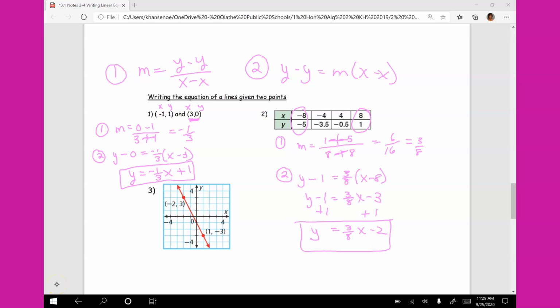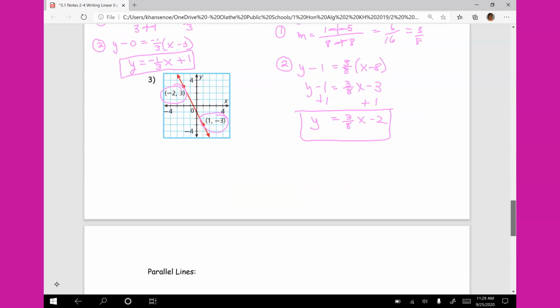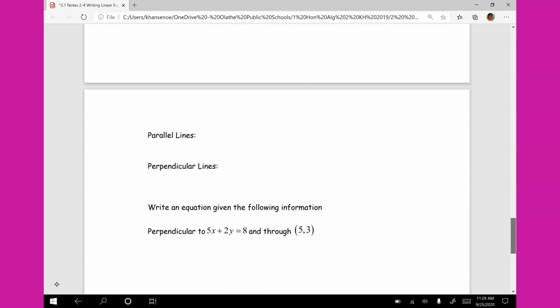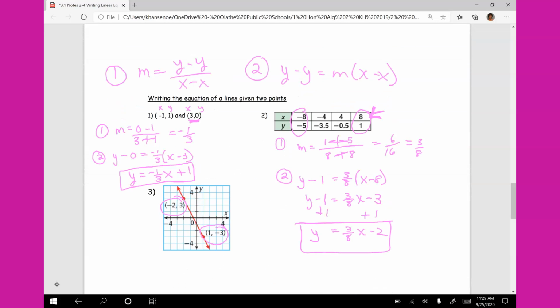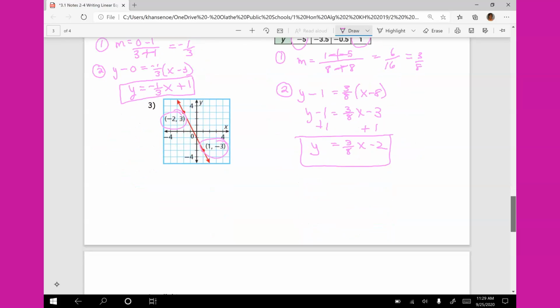So check your answers, see if you got the same thing, and also notice when I pick one to plug in, I pick this point right here because it doesn't have any negatives and its numbers are pretty small, so I use that one to plug in. You can choose whatever you want. So same thing here, I have 2 points, find the slope, and write the equation.